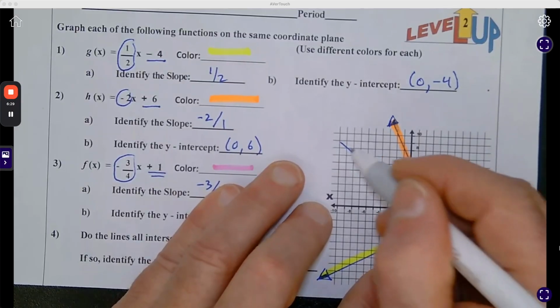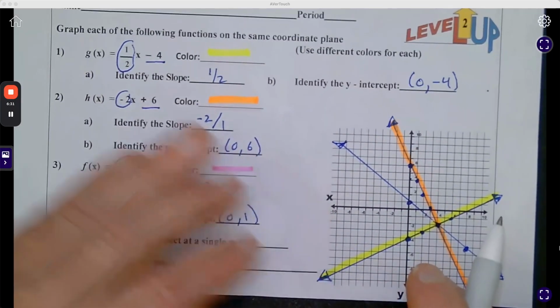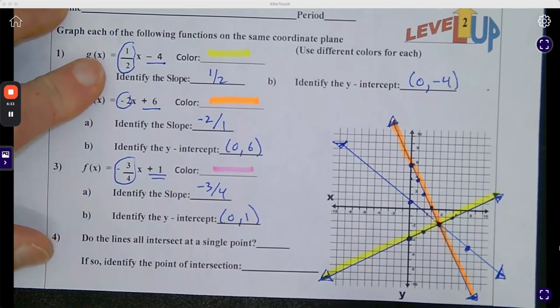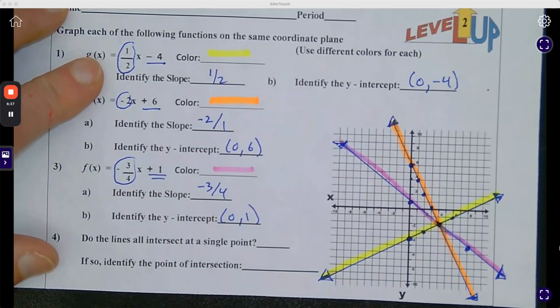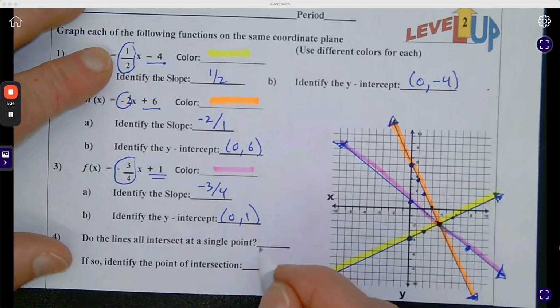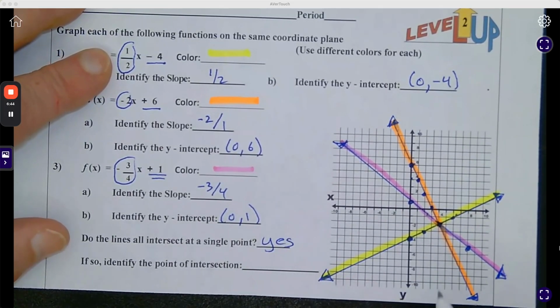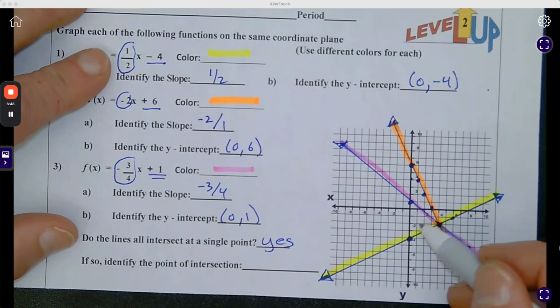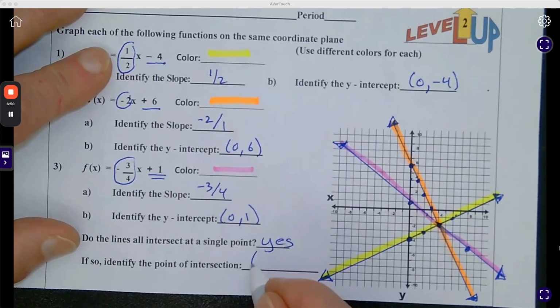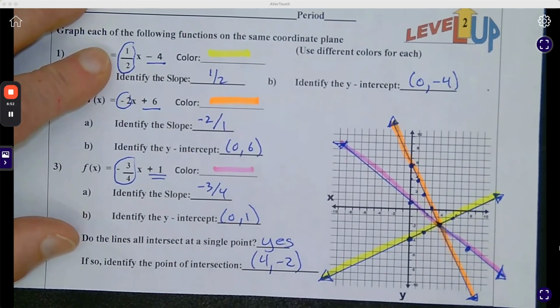Arrows on the end because it goes on forever. All right, that's going to be pink, so I'm going to make it pink. Oh, that was a little sloppy. But now, do all the lines intersect at one single point? Yes, they do. What is that point? Well, let's see. It has a y value of 4 and an x value of -2. I love that problem.